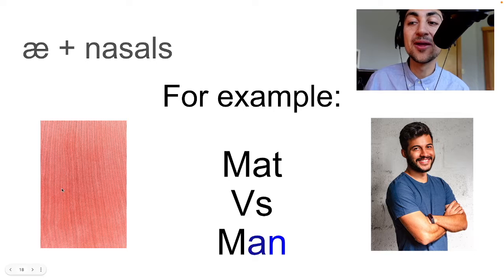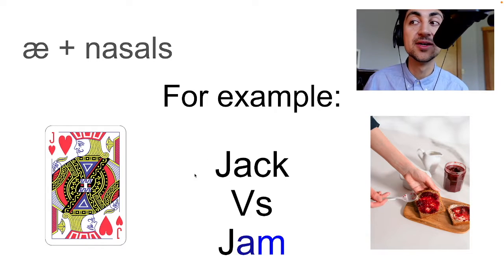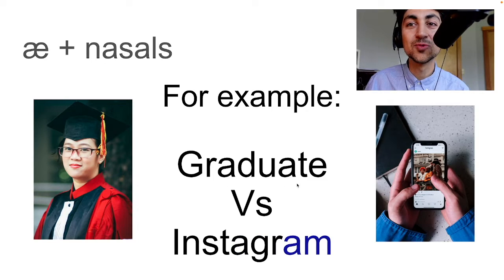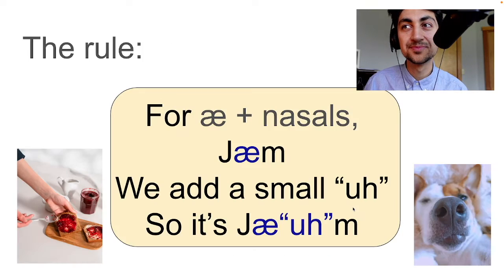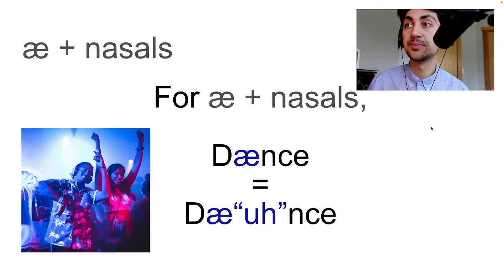So let's look at this example here. Mat versus man. Do you hear any difference with that? Let's look at this one. Jack versus jam. Do you hear a difference? Graduate versus Instagram. Can you hear the difference? This is the rule. When it's plus a nasal consonant, which we talked about, we add a small sound to it, like this. Jam. Okay? For plus a nasal, we do something like dance.